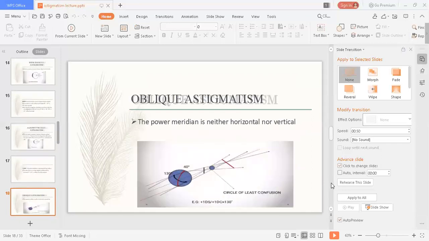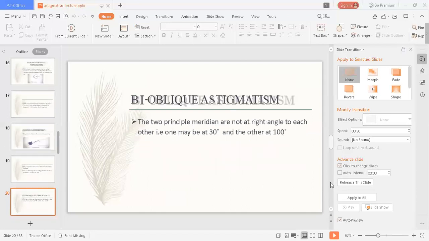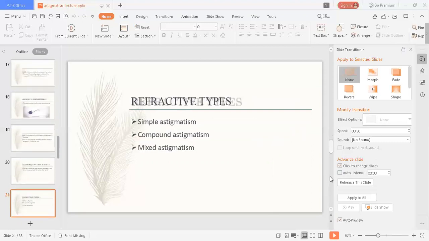So in oblique astigmatism, the principal meridians are neither horizontal nor vertical. So the patient will require a cylinder at, say, 130 or 40 degrees or so on. The principal meridia are more than 30 degrees from vertical and horizontal. So that is oblique astigmatism. And bioblique astigmatism: till now what we have seen is that the two principal meridia are at right angles to each other. But in bioblique astigmatism, the two principal meridia are not at right angles to each other. One may be at 30 and the other may be at 100.